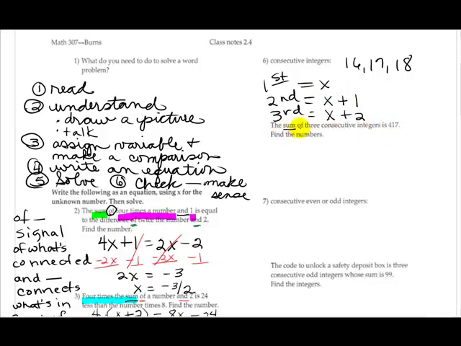It says the sum of 3 integers, consecutive integers, is, there's my equals. So I'm going to add 3 consecutive integers. Here I've already set them up. This is our little assigning of the variable and making a comparison. Now I have to write the equation. So it's going to be x plus, the second is x plus 1, plus the third is x plus 2, and that is 417.